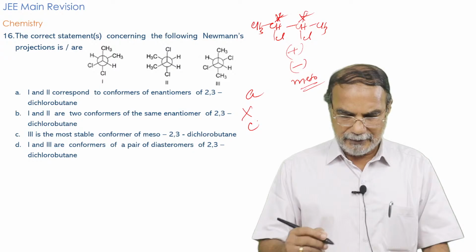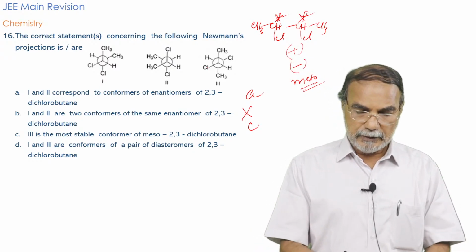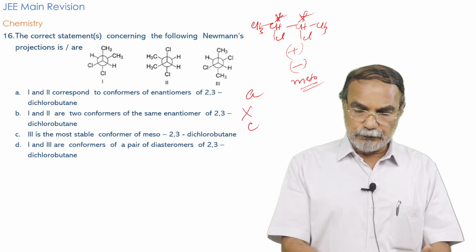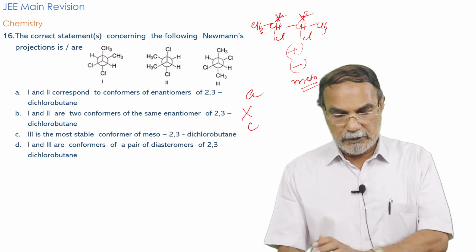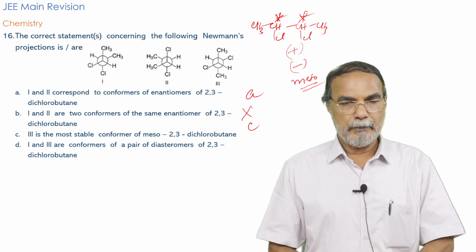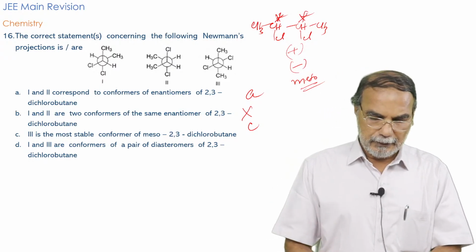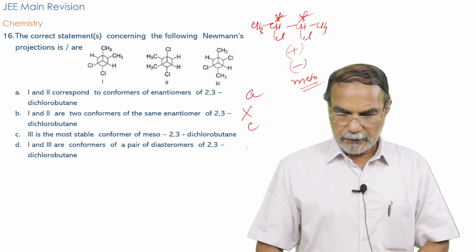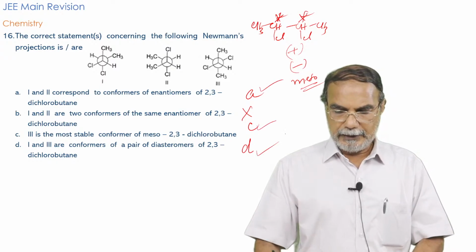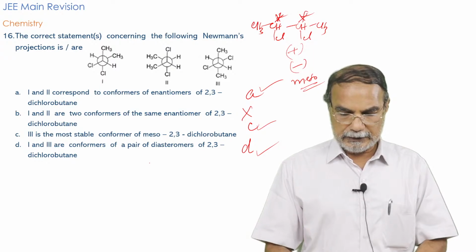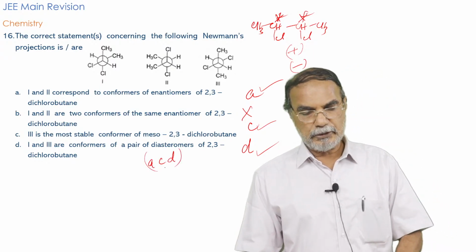C is correct. And 1 and 3, that means say the R configuration and meso, or the S configuration and meso, what is the relationship between them? They are a pair of diastereomers. So the third statement is also correct. So A is correct, C is correct, D is correct. All these 3 answers are correct. A, C, D. That's the correct option for this.